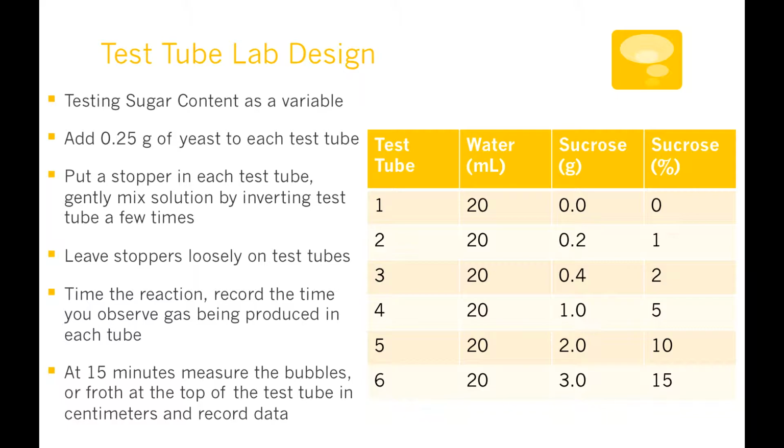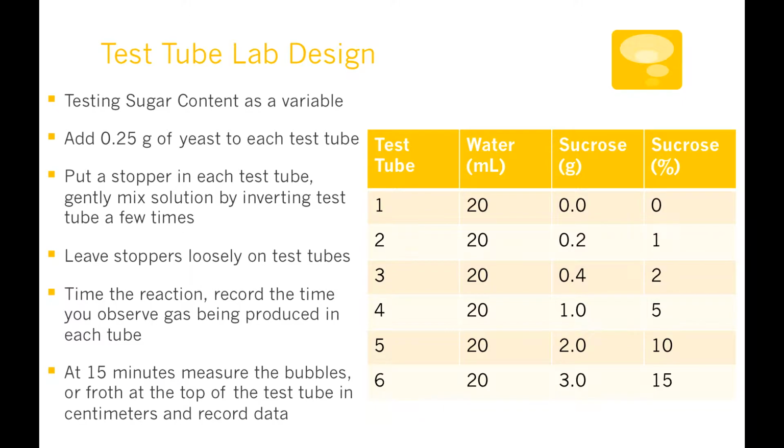Once you've put 0.25 grams of yeast in each test tube, put a stopper in the test tube and gently mix the solution by inverting it a few times, turning the test tube upside down and back up. Leave the stoppers loosely on the test tubes, and then time the reaction. Record the time you observe gas being produced in each test tube. At 15 minutes, measure the bubbles or froth at the top of the test tube in centimeters and record that data.